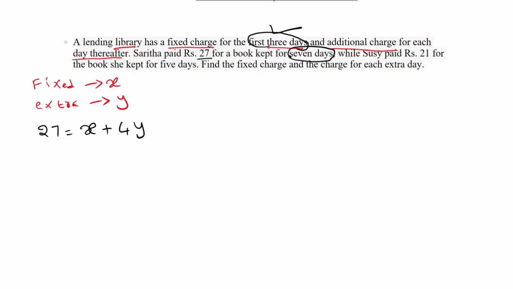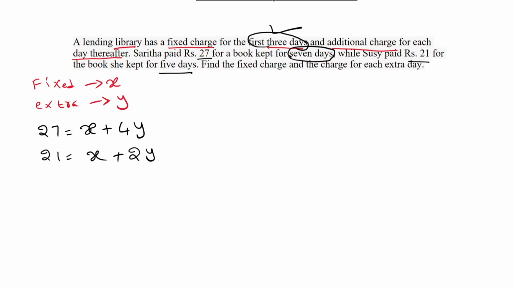Moving to the second one then. Susie paid 21 rupees. So 21 equals the compulsory fixed charges plus, she kept the book for 5 days. In that, fixed charges are applicable for 3 days, right? So out of 5 days, 3 days are completed already, remaining are 2 days. So 2 days of extra charges is 2y.